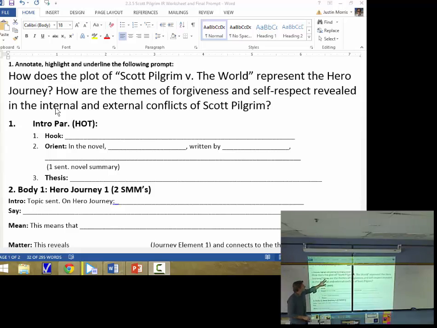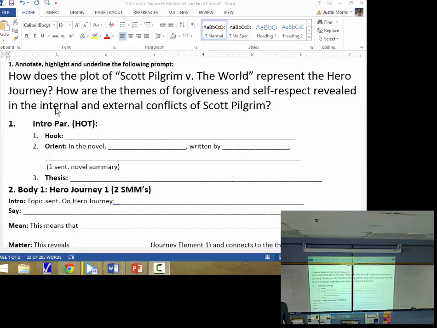Don't be rude. How are the themes of forgiveness and self-respect revealed in the internal and external conflicts of Scott Pilgrim? That's a difficult one. It's a little multifaceted. Let's break it down. What are some key words that you should underline? Themes, good. Remember what themes are. I have two themes that I've already given you. Forgiveness and self-respect. They're messages about society that are in the story. So maybe we underline forgiveness and self-respect.